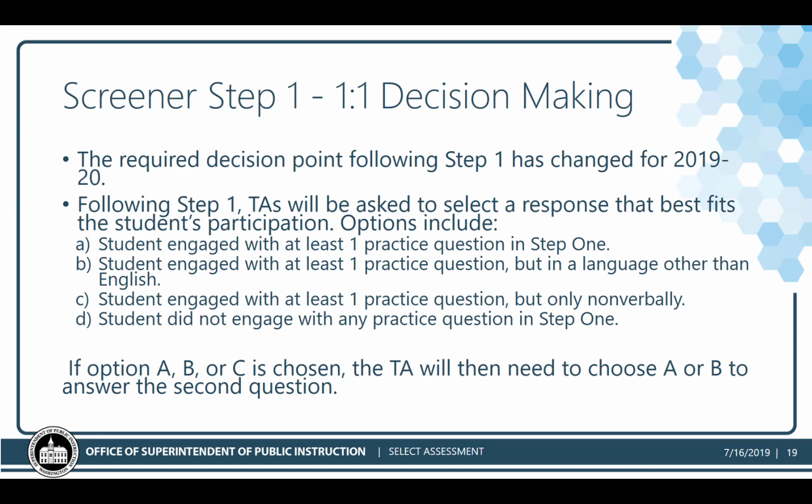At the end of Step 1, the TA will choose a response that best describes the student's participation in Step 1. The response options include A. Student engaged with at least one practice question in Step 1. B. Student engaged with at least one practice question, but in a language other than English. C. Student engaged with at least one practice question, but only non-verbally. Or D. Student did not engage with any practice questions in Step 1. At this point, the TA chooses the appropriate option to describe the student's participation.